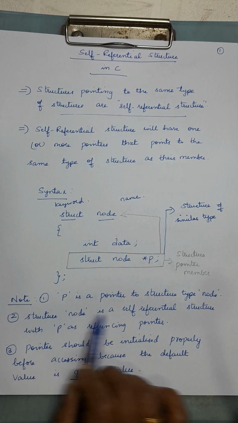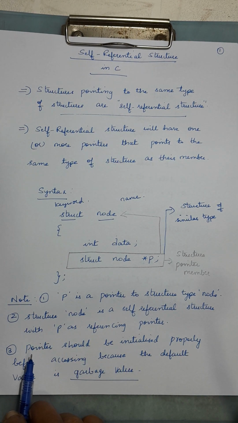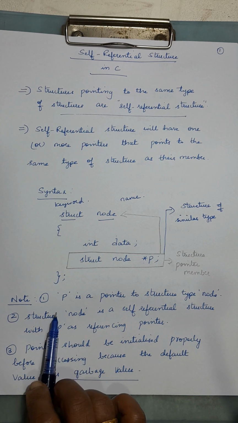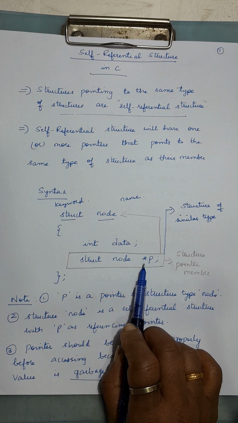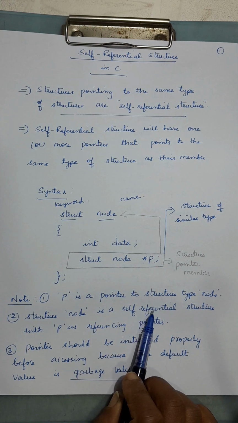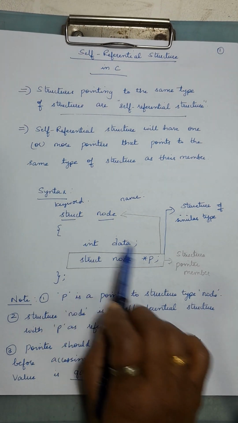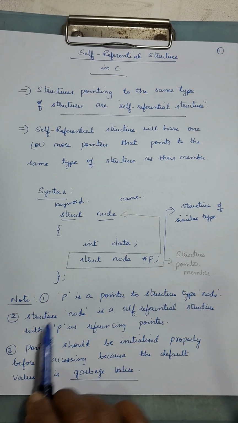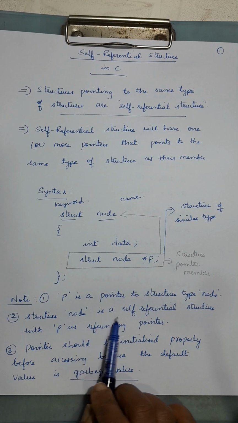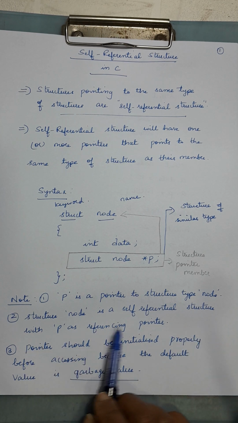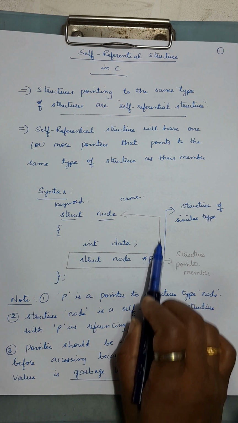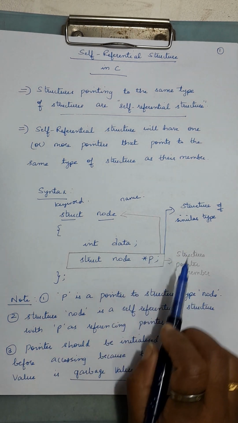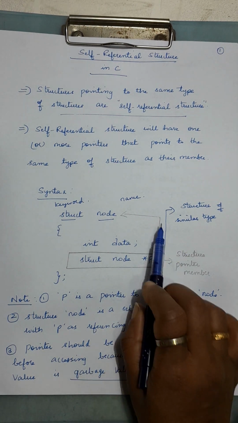Now these are the key points which you have to note down for any competitive exam or for your placements. P is a pointer; star P is a pointer variable of type node. Second point, struct node is a self-referential structure with P as a referencing pointer. So P points to itself.